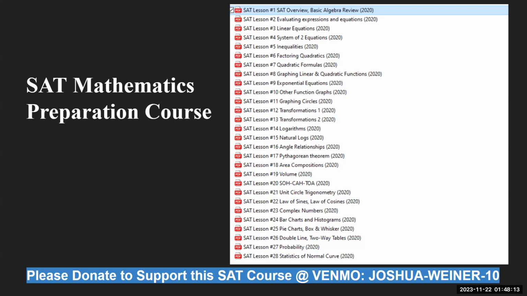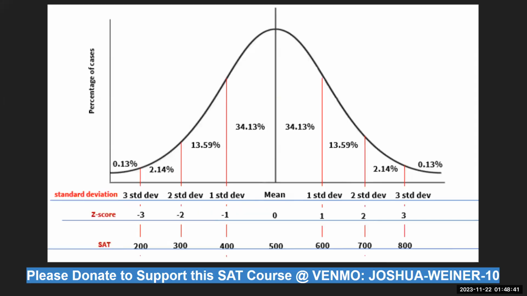The first 10 to 12 lessons are just algebra, and then we focus on geometry and trigonometry, angles like angle relationships, the Pythagorean theorem, SOHCAHTOA. And then the course ends with charts and graphs and probability and statistics. So this is a way to help you get organized as you want to improve your score on the SAT and get to the right half of the normal bell curve.